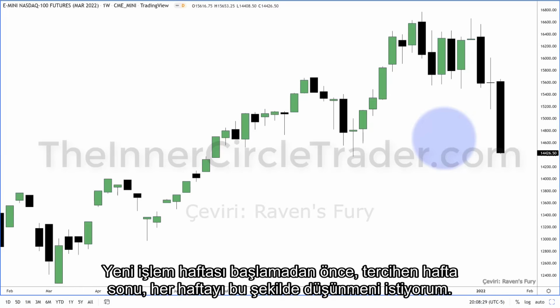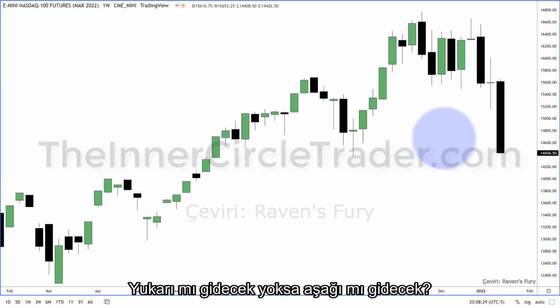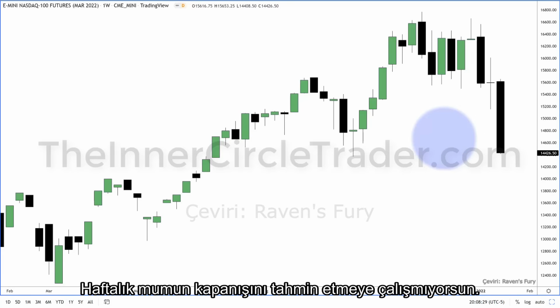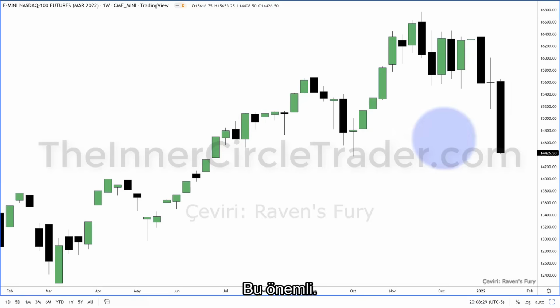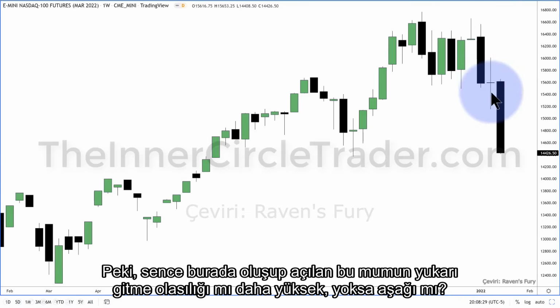I want you to think about each week before the new trading week begins, preferably on the weekend. The idea is you want to try to get a read on what you think that next weekly candle is going to do. Is it going to go higher or is it going to go lower? You're not trying to predict the close of the weekly candle. That's important. You just want to see, before this weekly candle opened up, all we had was this indecisive candle. Do you think that this candle that would have formed and opened here is more likely to go higher or lower?